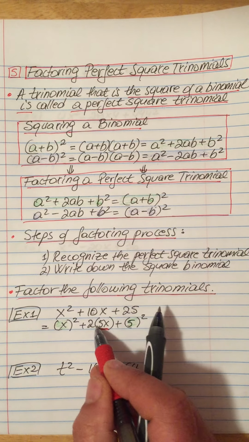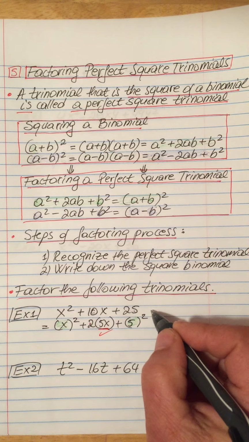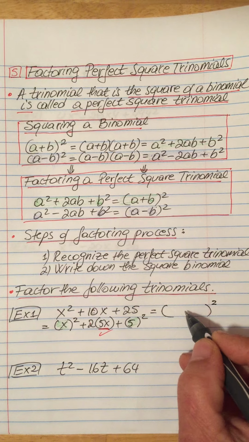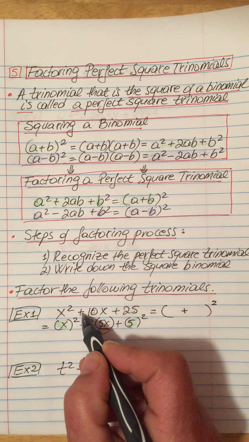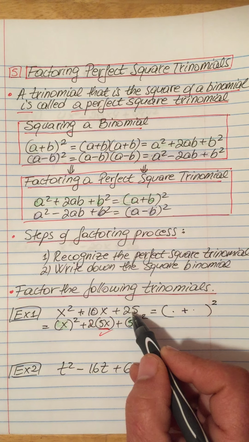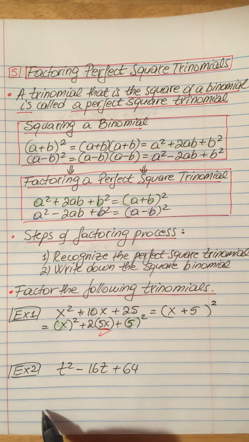So 5x doubled, 10x, yes. Okay, so I know what my factorization is. It is the square of a binomial with a plus, because the middle term is a plus, and now I need the bases of the first and the last: x, 5. That's it.